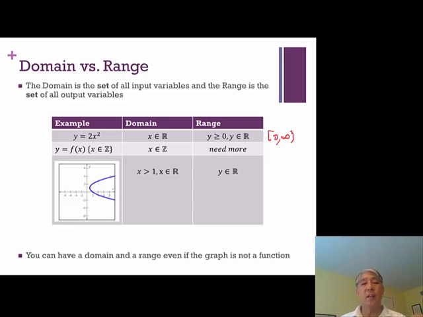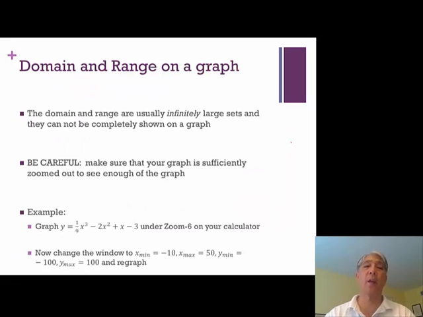You can have a domain and a range even if the graph is not a function. So yes, the graph on the bottom is not a function, but you still have a domain and a range. Now, domain and range on a graph. The domain and range are usually infinitely large sets and they can't be shown on a graph. So you do need to be careful that your graph is sufficiently zoomed out to see enough of the graph.